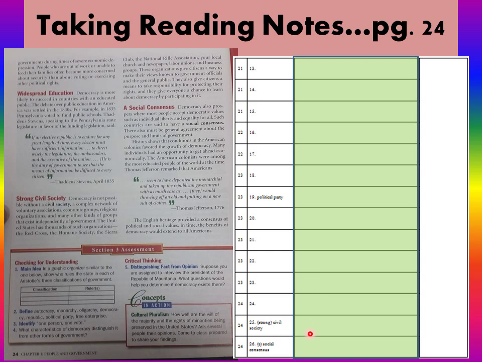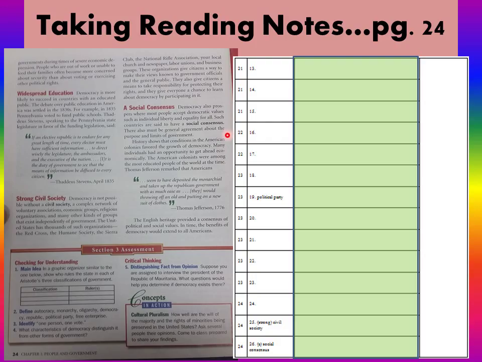And last but not least, 26th, a social consensus. Social consensus. Democracy also prospers where most people accept democratic values such as individual liberty and equality for all. Such countries are said to have a social consensus. There also must be general agreement about the purpose and limits of government.